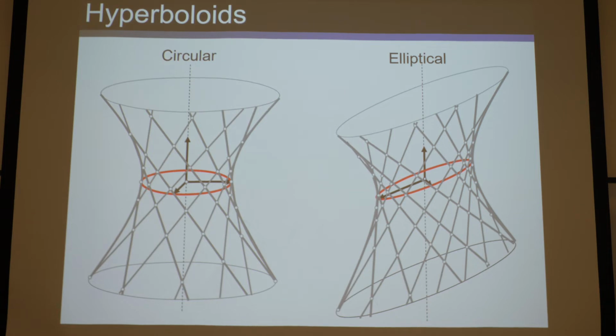There's two kinds, right, of hyperboloids. There's circular ones and elliptical ones, and you can see the difference. It's very obvious. Elliptical ones are still a double ruled surface. They're a kind of hyperboloid, and yet the cross sections going all the way up are ellipses. So the circle is a special case of the ellipse.